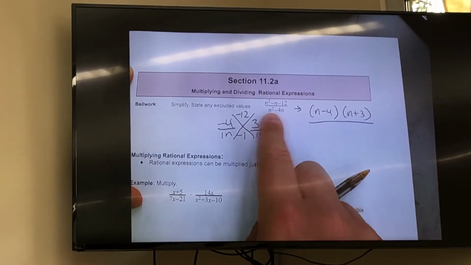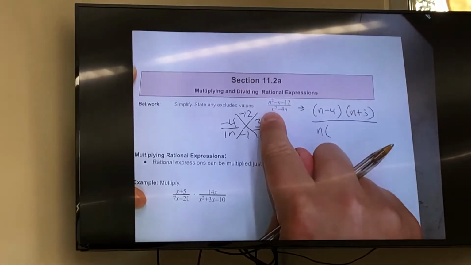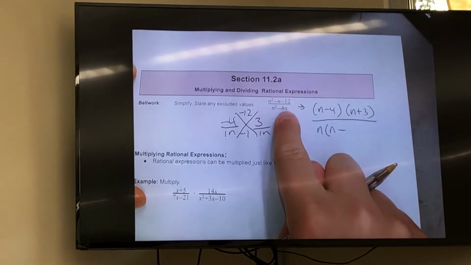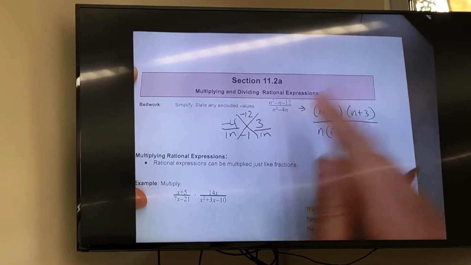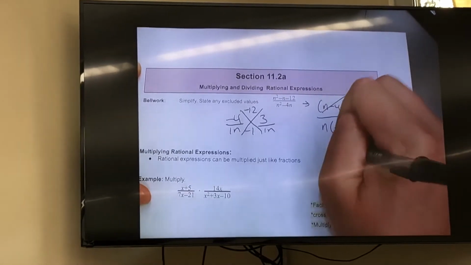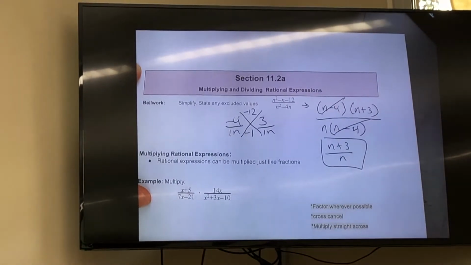that's going to be a GCF. I see that I can pull out an n. If I take n out of n squared, it's going to leave me with n, subtracting. If I take an n out of negative 4n, I'll be left with a negative 4. Boom, boom. So n plus 3 all over n. Okay, that is our answer.